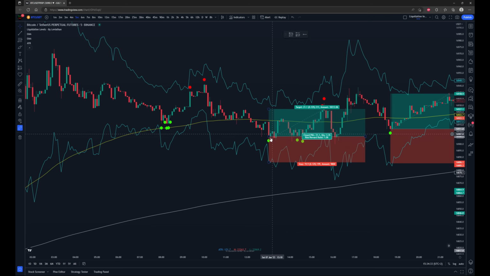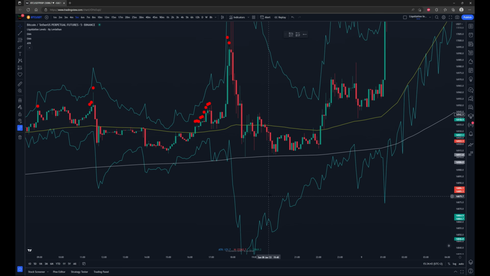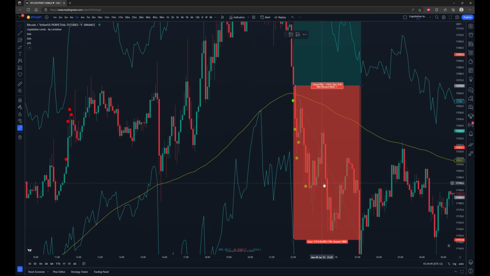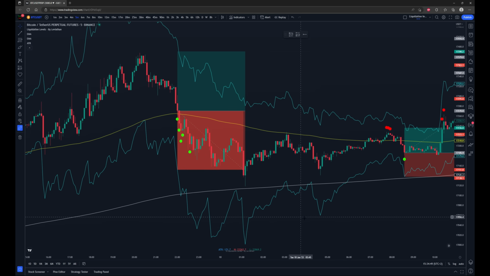But we do have a valid one here where price had come below the yellow, so we can take this green dot entry, and this one's a winner. Then we have another winner here, this green dot entry. And we can move on, find another green dot. And here we have another green dot. This one ends up being a loss.